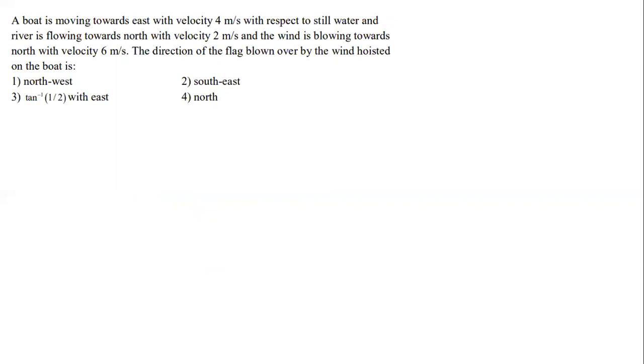Next, a boat is moving towards the east with 4 meters per second. You take here east to west, north to south. Boat is moving with respect to still water. So velocity of boat with respect to water is 4. And river flows towards the north. Velocity of river is north direction. Boat moving east.